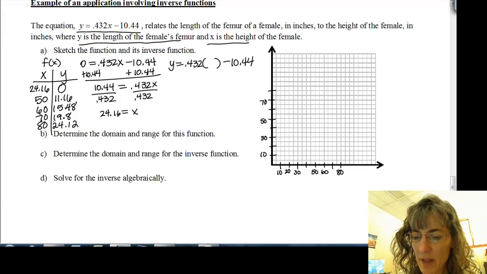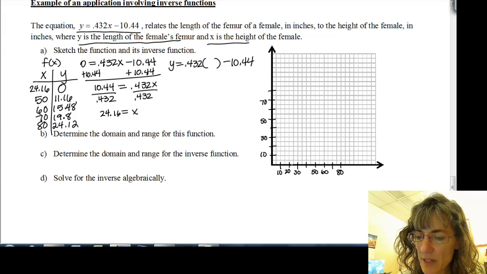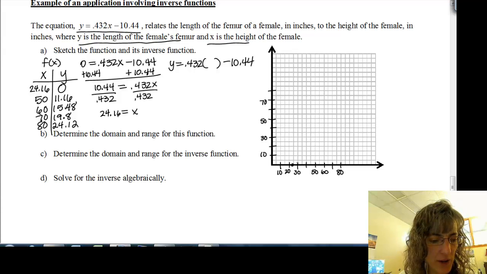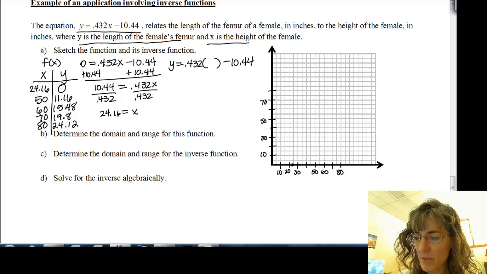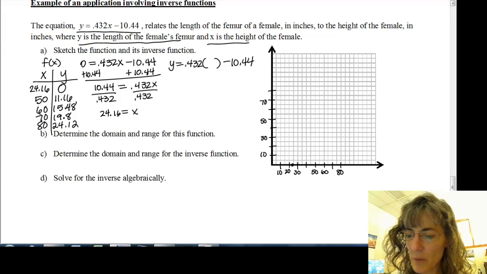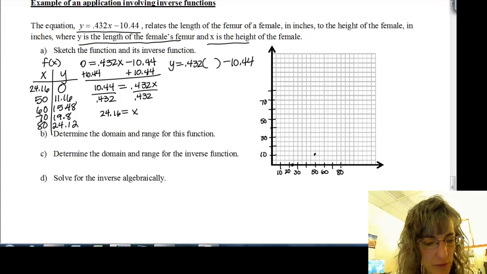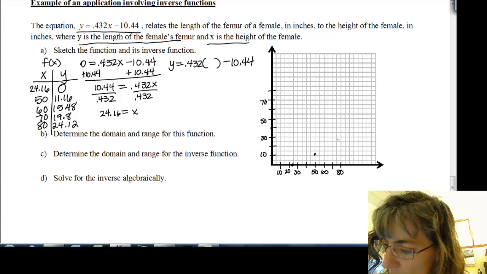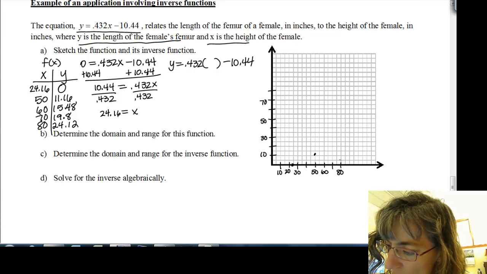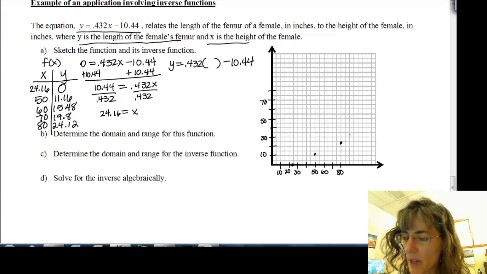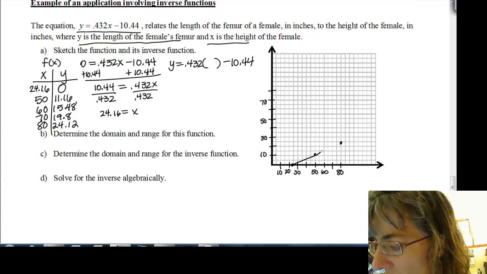I'm not numbering them all, but it's kind of obvious what I've got there. Then I can see at 24.16, and you're going to have to estimate where that is. It's real close to 25, right? So put a dot there. And then 50, 11.16, so go over to 50, there's 10, so it's just above 10. And I'm going to also plot 80, because that's up 24. So 5, 10, 15, 20, 24, right before 25.